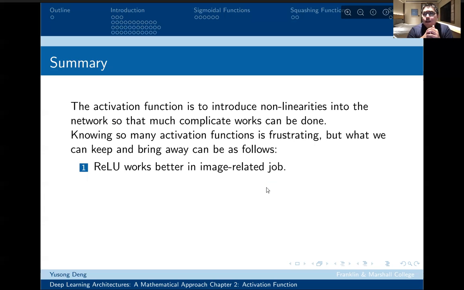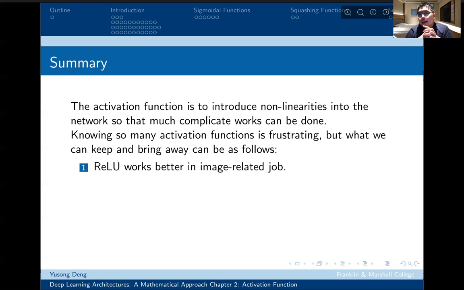And actually, knowing so many activation functions is really frustrating, right? Just think back in your mind. Can you remember what ReLU, pReLU, CLU, SLU, ELU are, what their expressions are? It's really hard. But still, we can keep and take away some things.